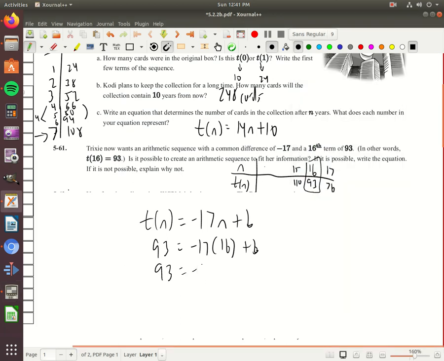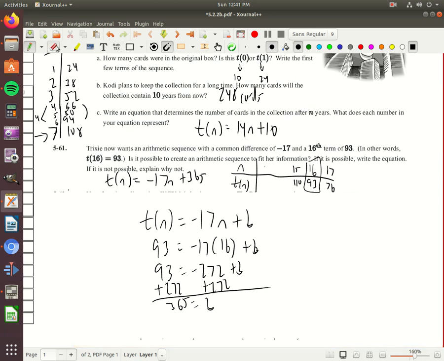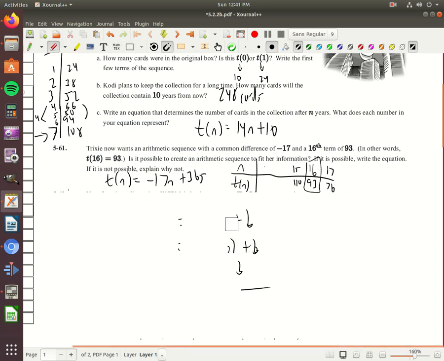So now what I need to do is add 272 to both sides, and that will give me my zeroth term. So it looks like 365. So my equation on this one is going to be t of n is equal to negative 17n plus 365. And again, we've already done this kind of thing where we solve for the starting point with a slope and a point. So hopefully that makes sense to you and it wasn't too tricky.